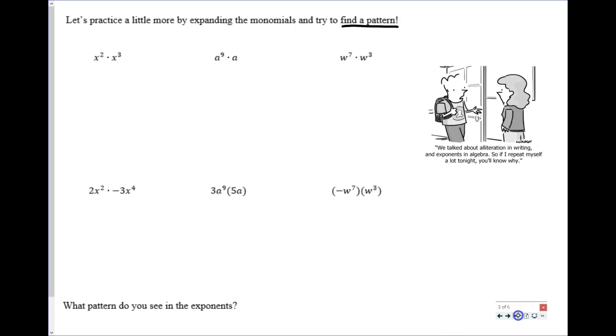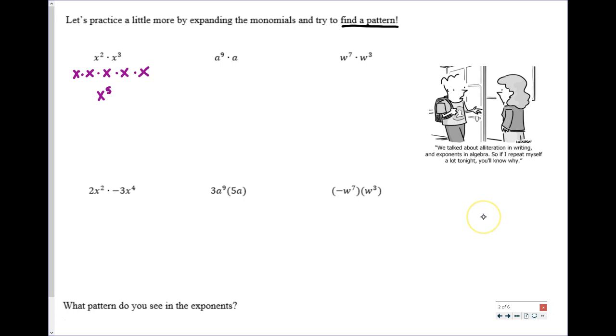Okay, math is about patterns, and we like to make things easier for ourselves. So the first problem is x squared times x to the third. So there's my x squared, right, 2 x's, and then times 3 x's. And then I'm going to re-simplify this and get x to the fifth. Okay, there's the first one.